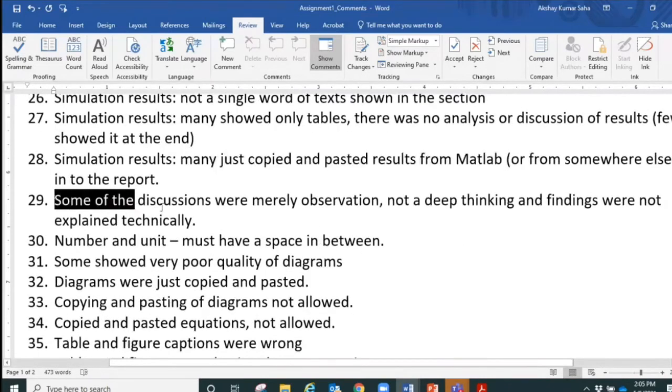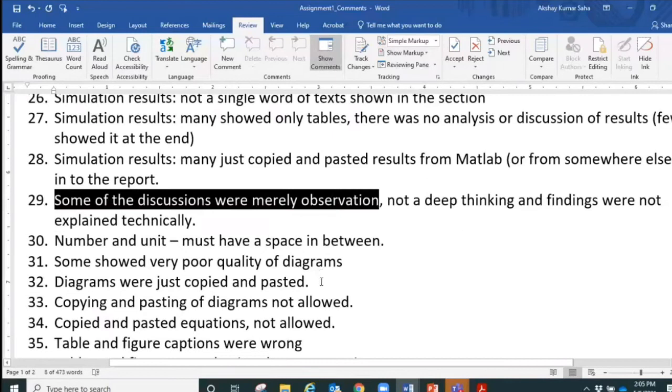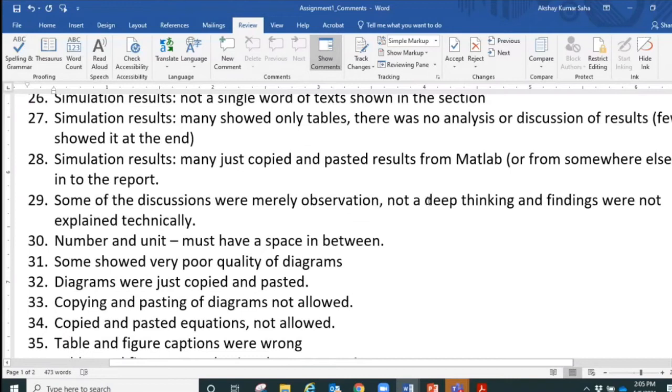So coming to the discussion at the end, some of you did present some discussions. Some were not there at all. But when I found those discussions, I read them, and I found that it's merely observation, meaning you're saying it's increasing or decreasing, or all of them are the same, no change. It's just observation. We need deep thinking and analyzing or explaining the findings technically.